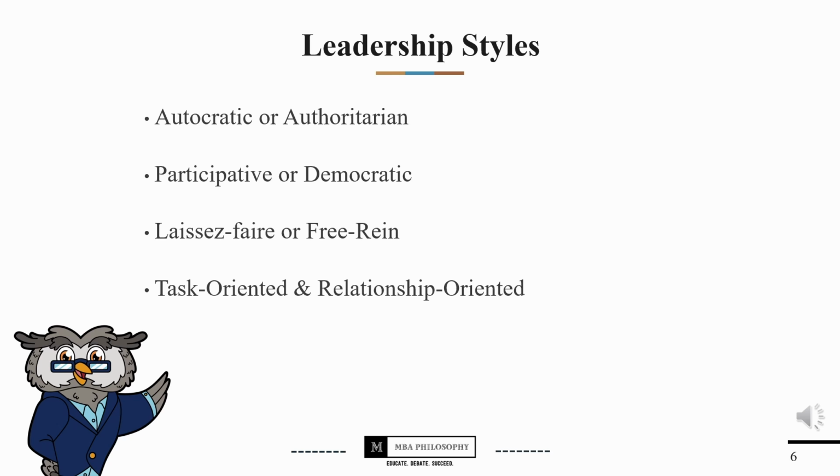So the ones you're seeing here are going to be the styles that your MBA program will be covering, so make sure to keep them in mind. The first one we're looking at is autocratic, which means all powers are centralized to a dictator.